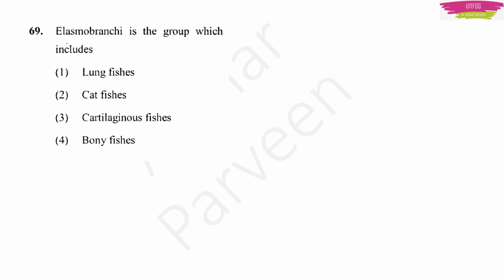Next question is, Elasmobranchii is the group which includes option 1 lungfishes, option 2 catfishes, option 3 cartilaginous fishes, and option 4 bony fishes. So Elasmobranchii is that group of fishes which includes cartilaginous fishes. Cartilaginous fishes means they have bones which are made up of cartilage. And when I say bones made up of cartilage, it means that they have very flexible bodies. And fishes like sharks, rays, skates, these all come under cartilaginous fishes, and these cartilaginous fishes are placed under the Elasmobranchii group. So cartilaginous fishes is the right answer.